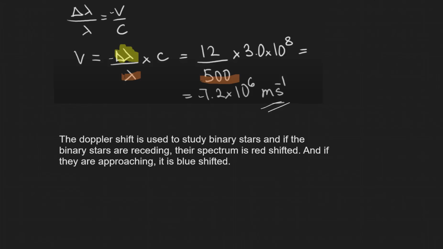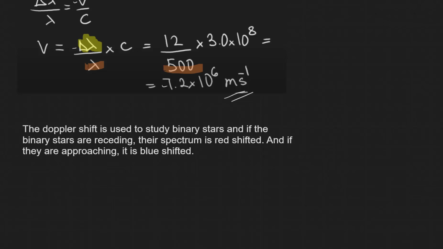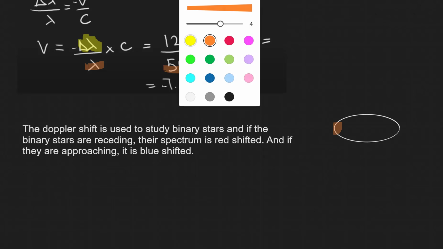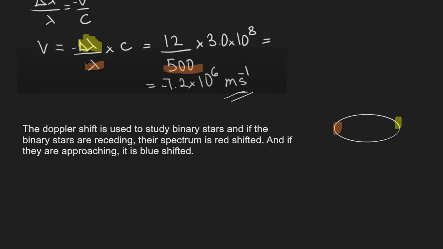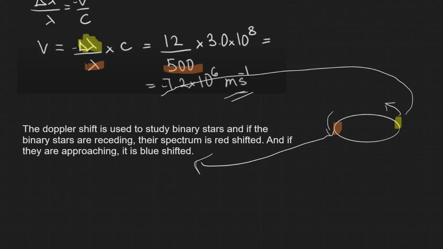The Doppler shift can also be applied to the study of binary stars, and most of the stars out there are binary. So let's say that we have a couple of stars that are orbiting one another. At the moment when they are approaching us, this means that they will be blueshifted. Whereas this one here, depending on the position, if it is going this way, it will be moving away from us. And if that's the case, it will be redshifted because it's receding.